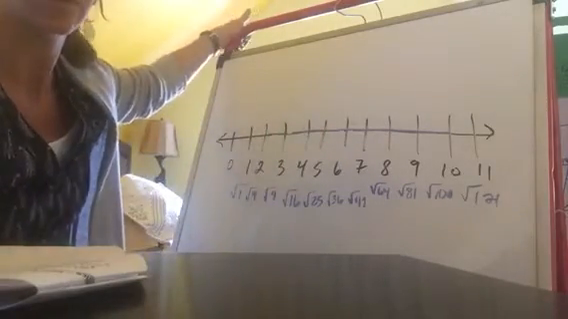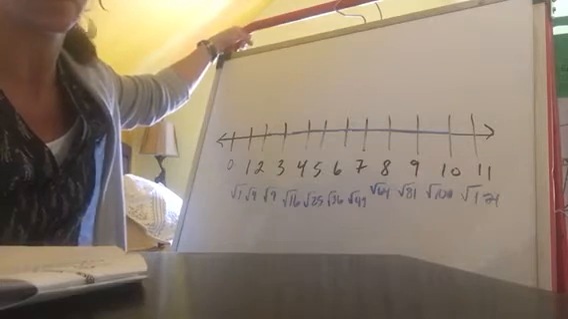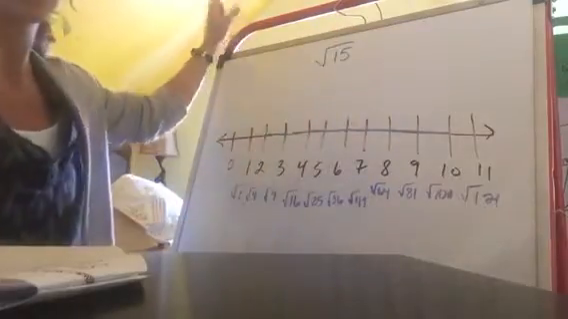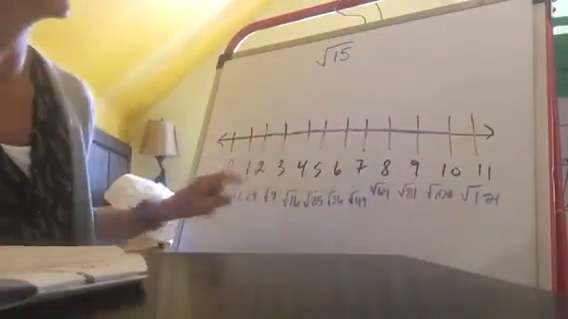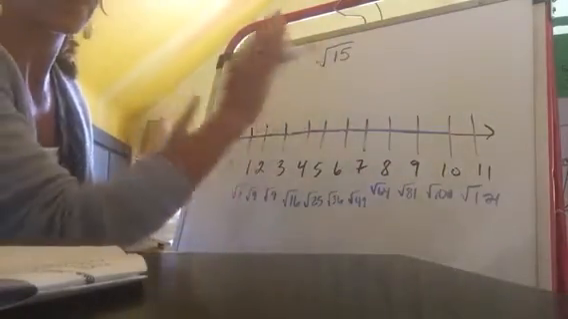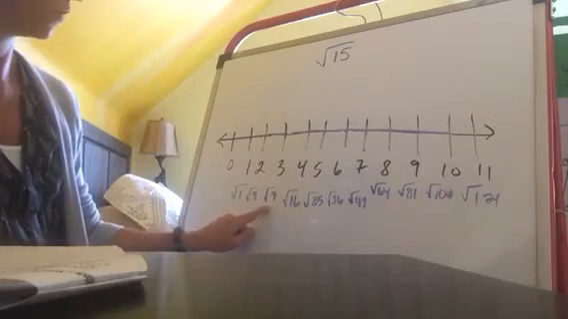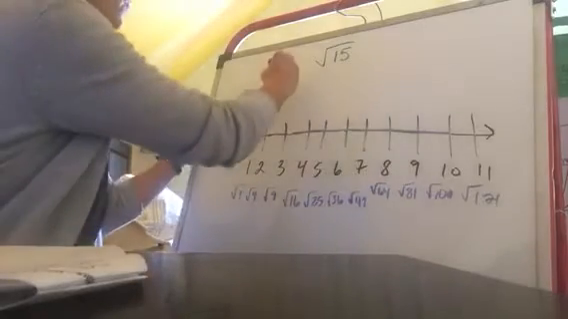So here's a video of how you can approximate a non-perfect square. Let's say we have the square root of 15. The first thing we do is we look at our number line to find the two perfect squares that are on either side of the square root of 15. That will be the square root of 9 and the square root of 16.